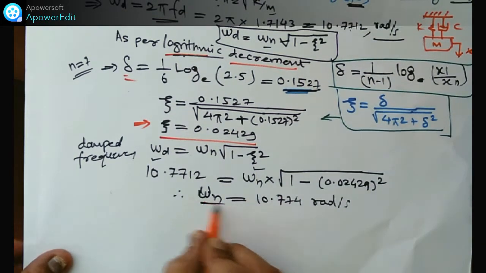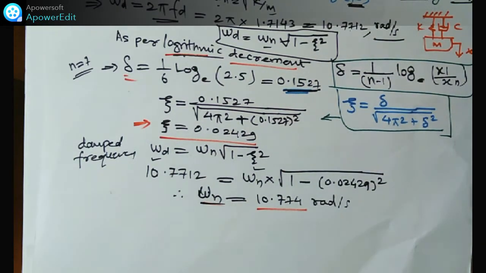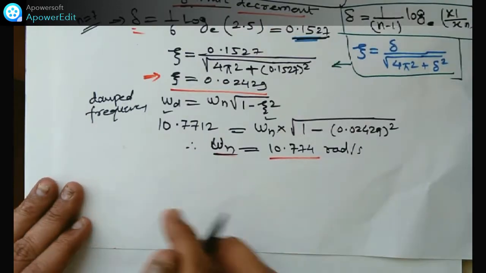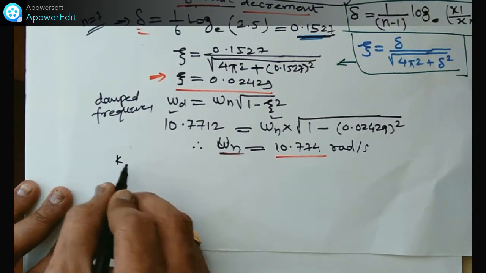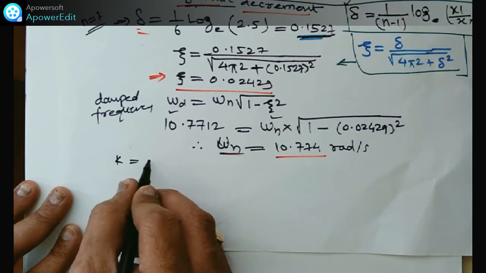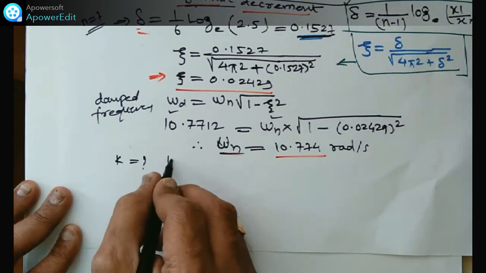Value of k. K is what? K is equal to, we have to find out. So omega n we know, omega n is equal to under root of k by m. M we know, so omega n also we know.